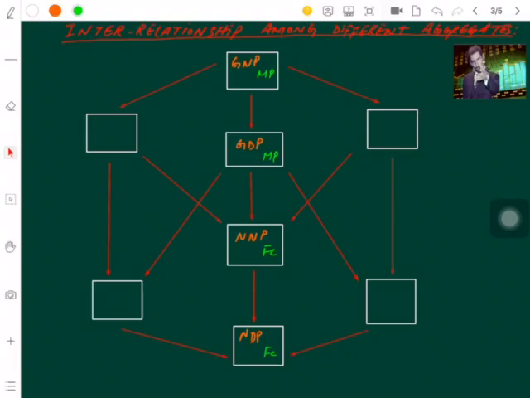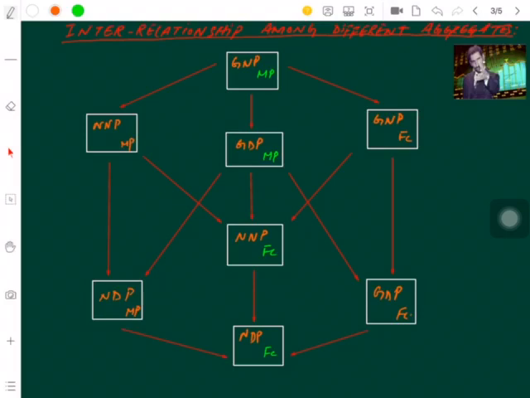But let us look at all these things again. Now, let me make certain more aggregates. I'll put all these aggregates in the remaining four boxes. I'll start from the right hand side with a white color or red itself. GNP, but at factor cost. GDP, again at factor cost. NDP, at market price. NNP, at market price.